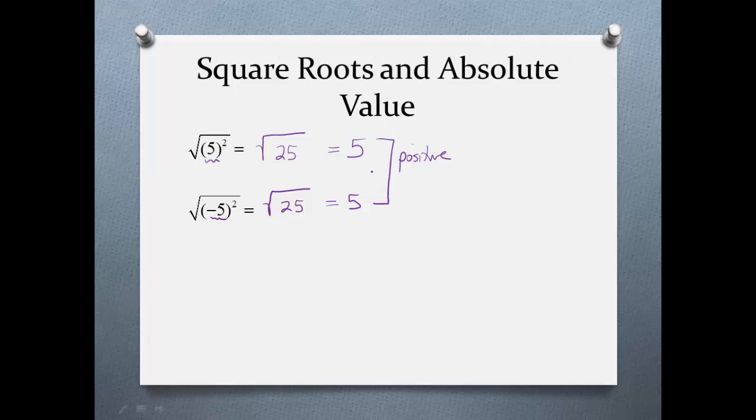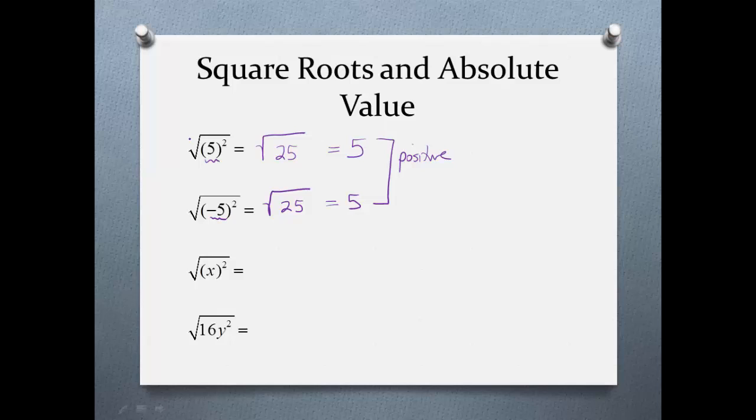And we know that the mathematical symbol for something that forces an answer to be positive is the absolute value. So when we start working with variables, since we don't know whether we're starting with a positive or a negative to begin with, we have to be careful with the absolute value notation. So let's look at this one, the square root of x squared.